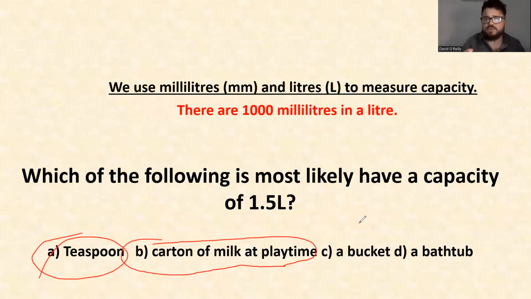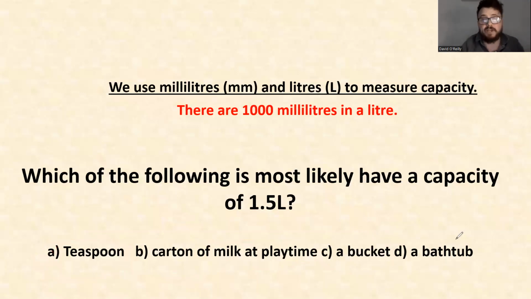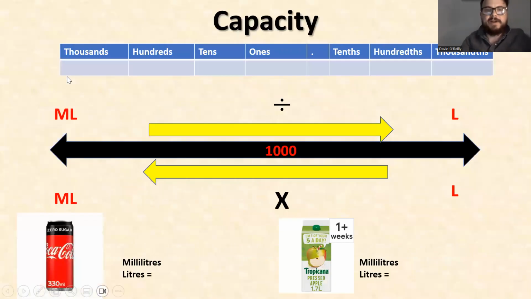So if we emptied 1.5 liters of water into a bucket or a bathtub, which one is most likely to fill up? Of course, the answer would be a bucket. Yeah. So the answer to that question is a bucket. A bathtub will have a much larger capacity. Okay. So let's move on slightly.